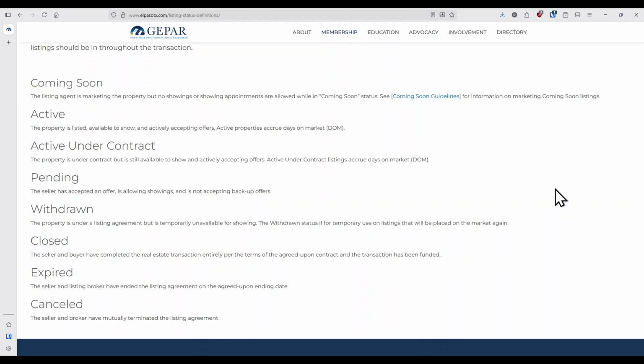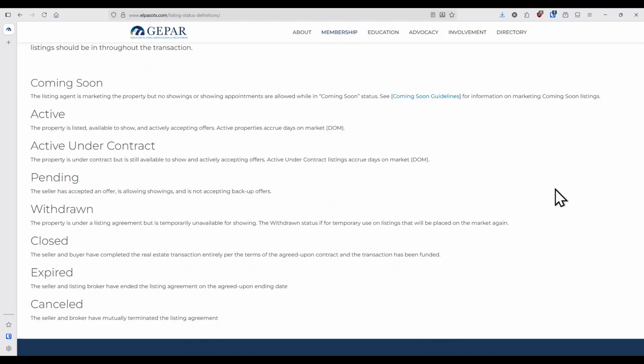Withdrawn means the property is under a listing agreement, but it's temporarily unavailable for showing. The withdrawn status is for temporary use, typically used when a seller says, you know what, we need a little time to do repairs, or they're not quite ready for showings, they're going out of town. Anything that needs to be off market temporarily should be withdrawn.